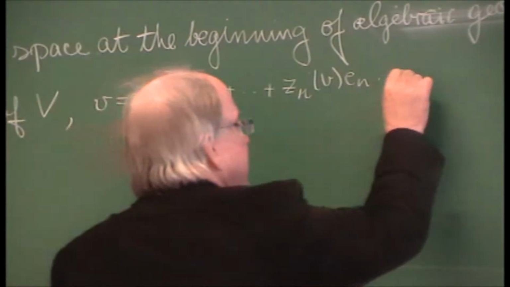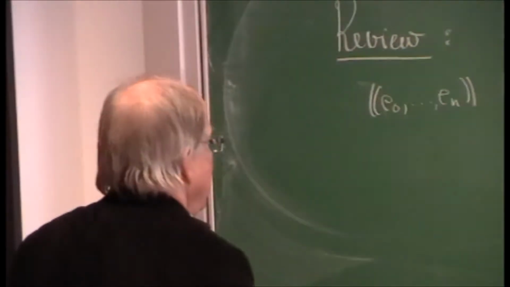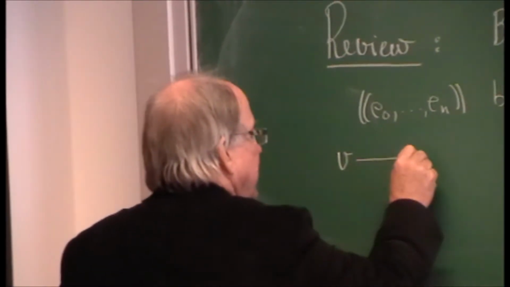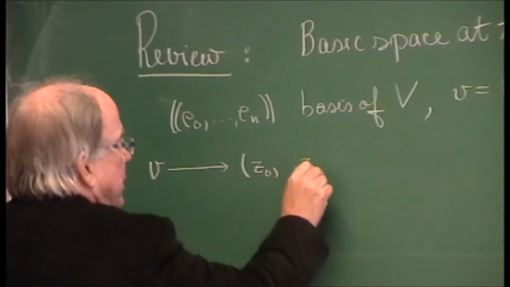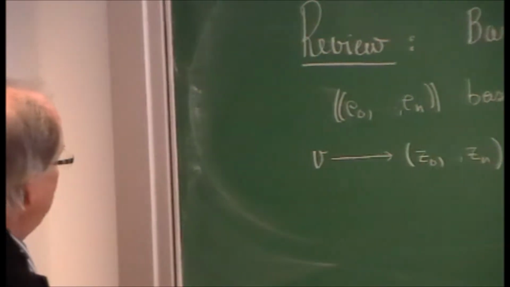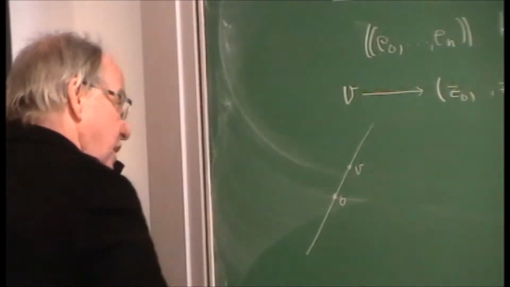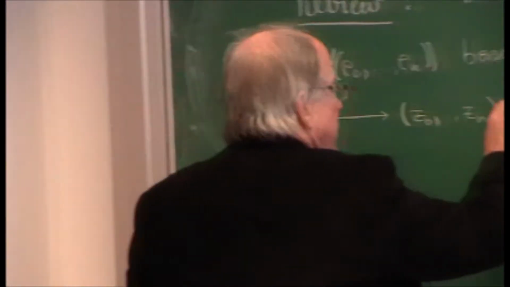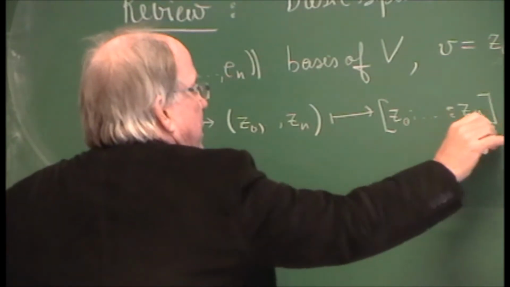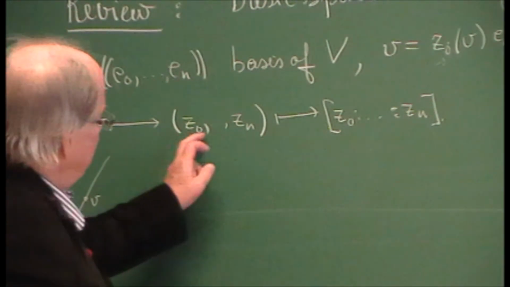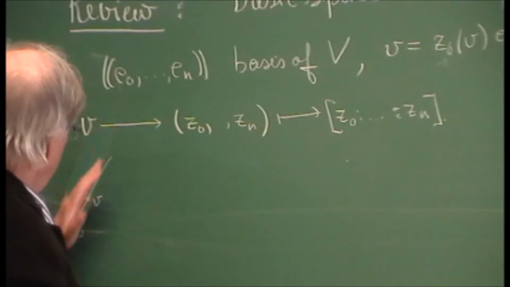And in fact, let's emphasize the fact that these zi's are linear functionals on the space. And so we have a mapping which sends a vector to its coordinates, of course an isomorphism from V to Cn. And it sends the line spanned by this vector, so it's not zero, to what we call homogeneous coordinates. And this means that these homogeneous coordinates are the equivalence class of this vector modulo dilation.